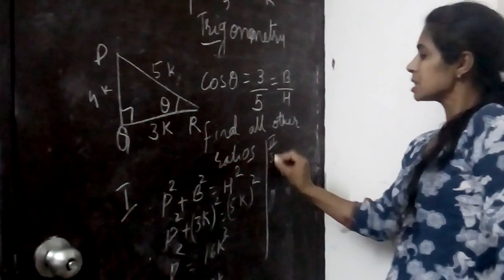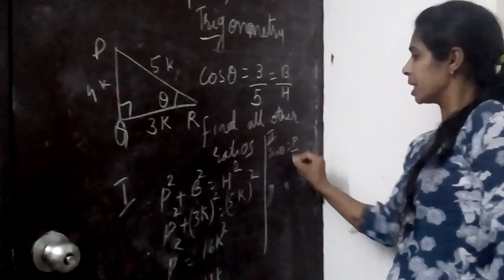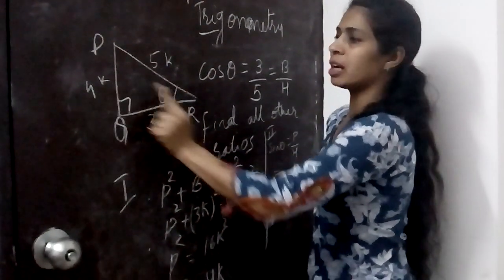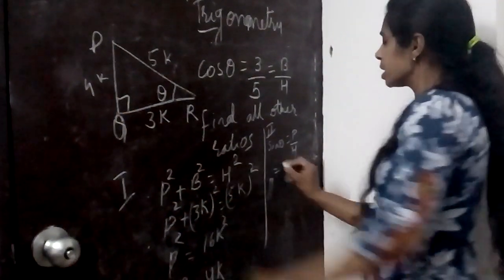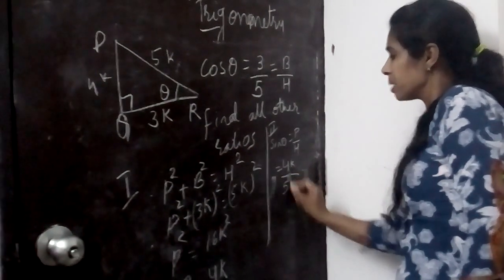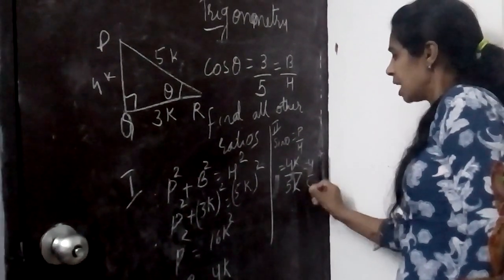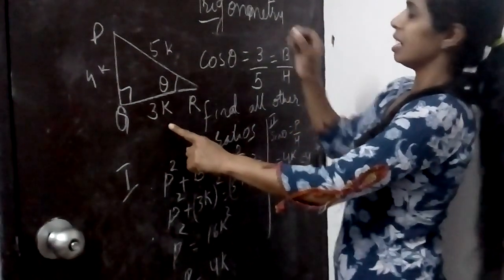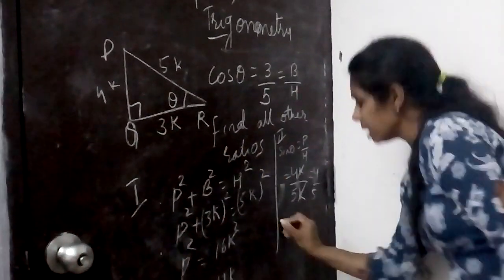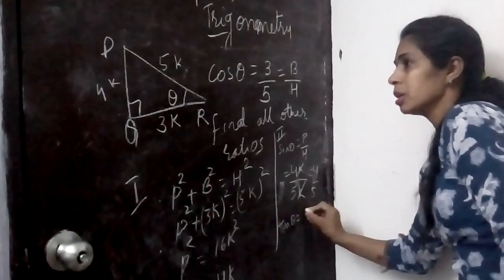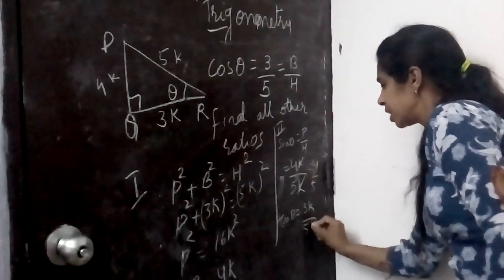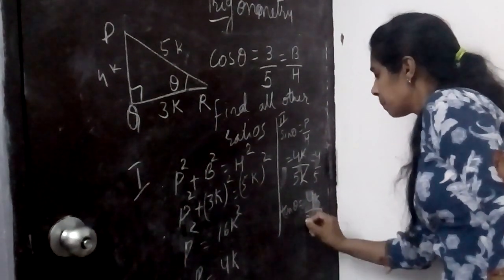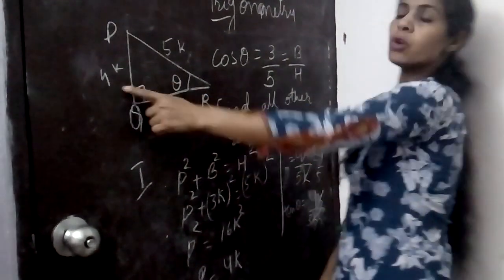What are the formulas? Sin theta is equal to perpendicular upon hypotenuse. And now theta is lying here. Side opposite to theta will be perpendicular. So perpendicular is 4k. Hypotenuse remains the same, 5k. K gets cancelled and the answer comes out to be 4 by 5. If I have to find tan theta, the formula for tan theta is P by B, 4k upon 3k. So the answer comes out to be 4 by 3.